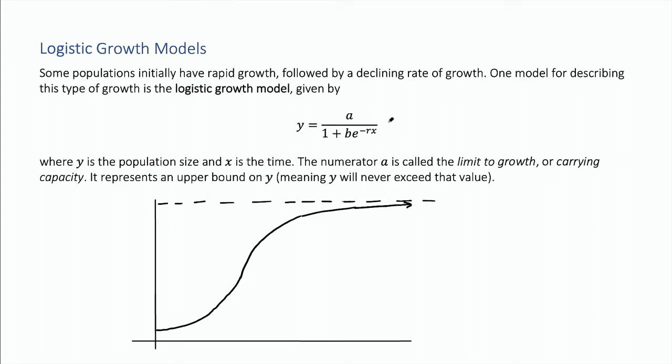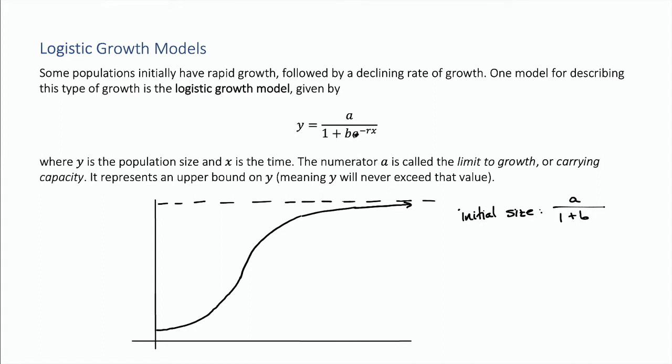The equation here looks pretty complicated, and we're not going to worry about all the little things here, but an important thing to know is that A is the limit to growth. That's the upper bound on how much we can grow. And R is just some growth rate, and then B we can determine using our initial size. I'll write that here: the initial size is A over 1 plus B. Okay, because if x is 0, then you get e to the 0, which is 1. And then you just have A over 1 plus B.